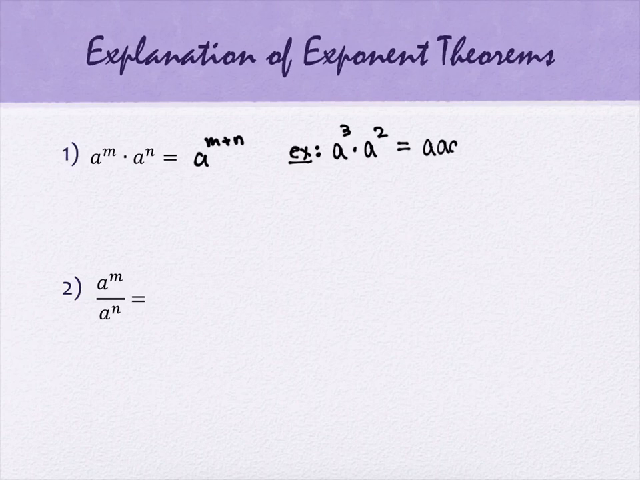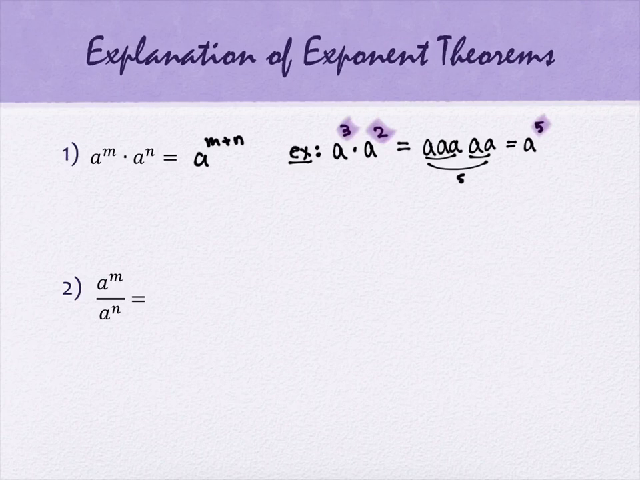A 3 times, like this. A times A times A. And what does A squared mean? A 2 times. So I have 3 of them and then I have 2 of them. How many is that total? Right, there are 5 total. So this would be A to the 5th. And how in the world do you get from 3 and 2 to 5? You add them, right?